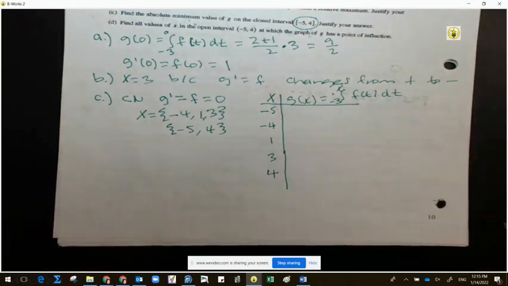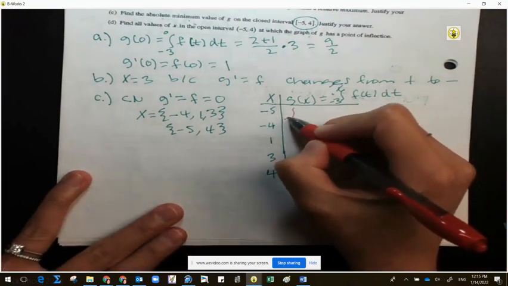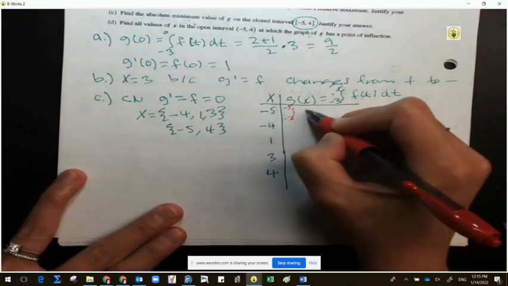Some of these we are going to approximate, and then some, maybe 1 or 2, we're going to find the exact value. So here we go, let's plug it in. x equals negative 5 tells me from negative 3 to negative 5 of the function.